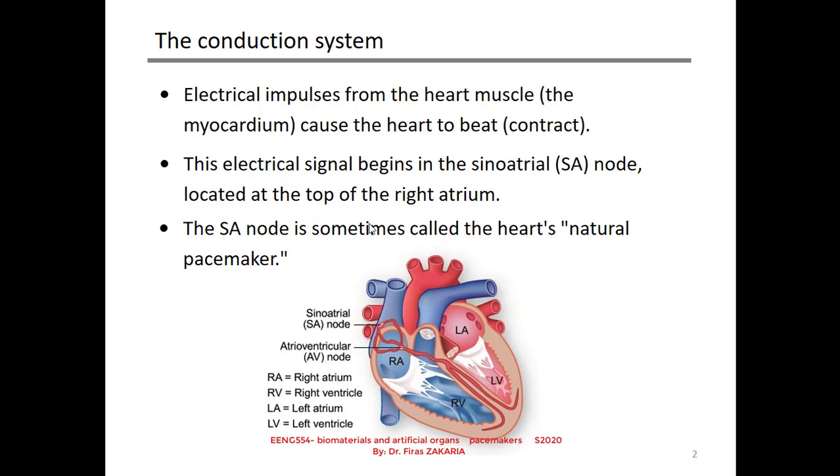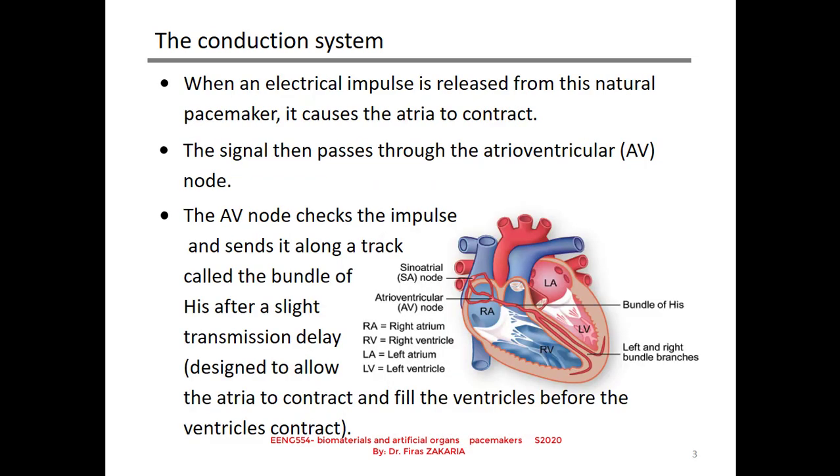So we have here an electrical signal. The electrical signals begin in the sinoatrial node, what's called the SA node. And this SA node is located here at the top of the right atrium. The SA node is sometimes called the heart's natural pacemaker. It's the natural pacemaker of the heart. Okay, when the electrical impulse is released from this SA node, it causes the atria to contract.